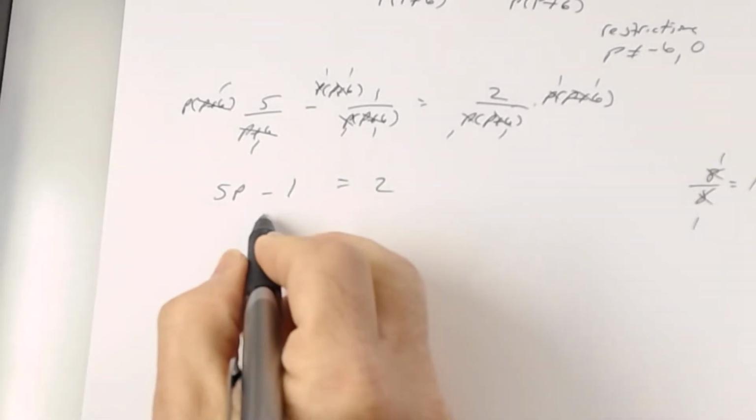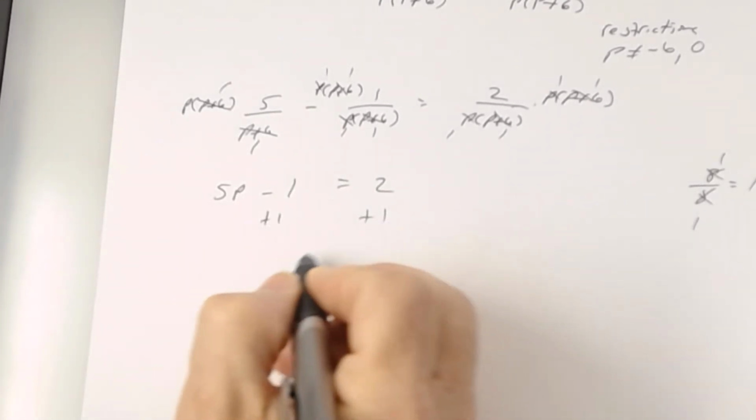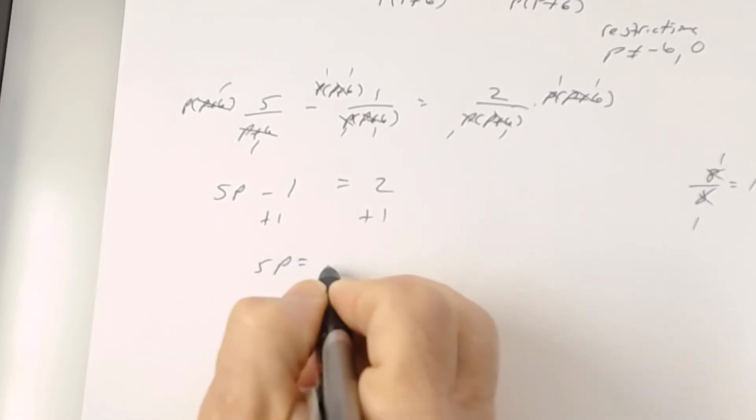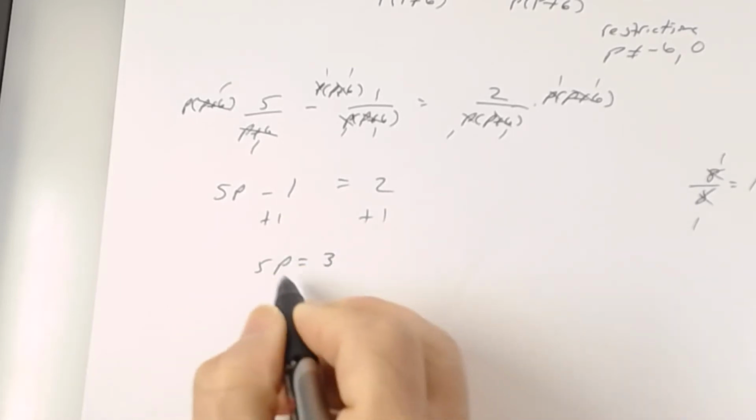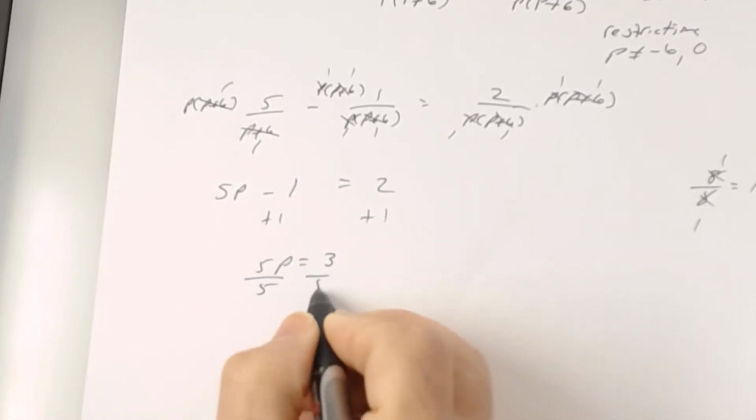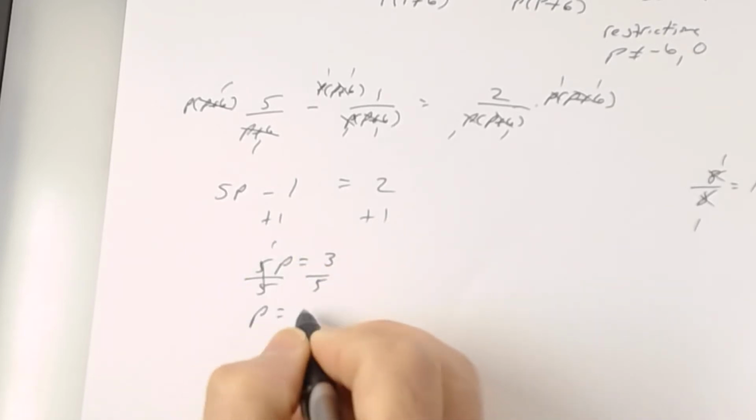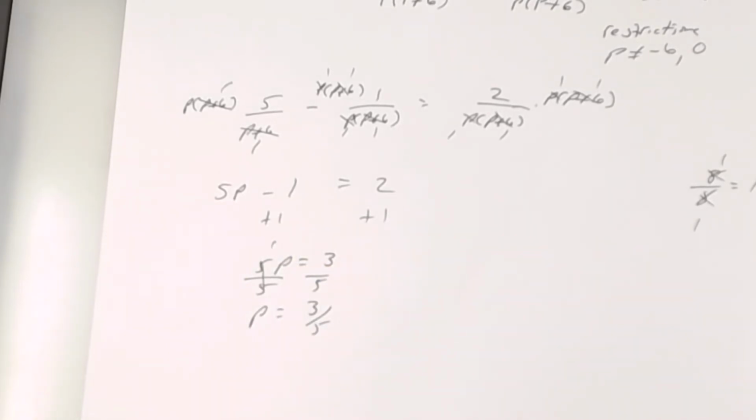All right. What's the next step? Get the 1 on the other side. Add 1 to both sides. So I get 5P equal what? 3. Then do what? Divide by 5. And so I get P to be 3 over 5. So that's my proposed solution.